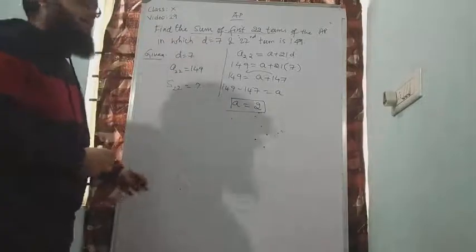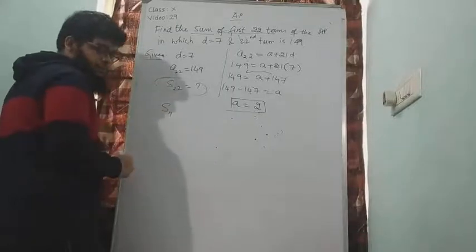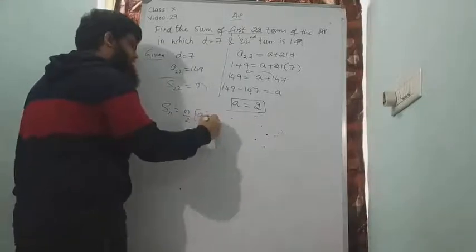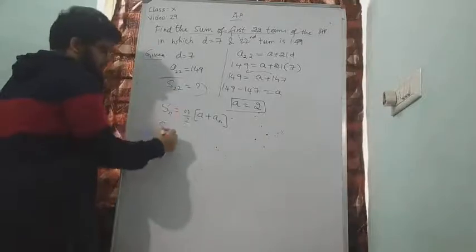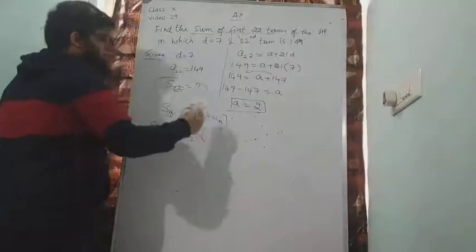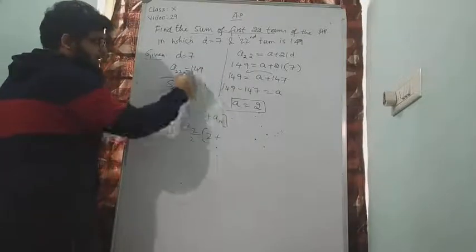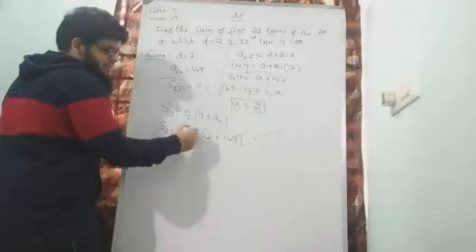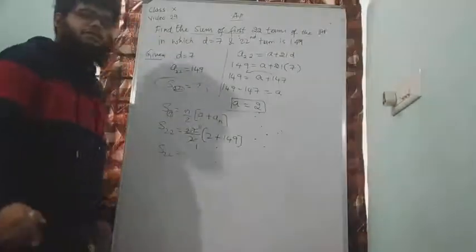After getting the value of A as 2, let me find S22 by making use of the Sn formula, because this is the sum. N by 2 into A plus An. I will make use of the short formula because N I know. N will be 22. So S22 is equal to 22 by 2 into A, which I got as 2, plus An, which is A22, which is 149. I want you to simplify this part. You can also cancel: 2 ones are 2, 2 elevens are 22. Just two more steps. Try to solve this question and get me the answer of S22.